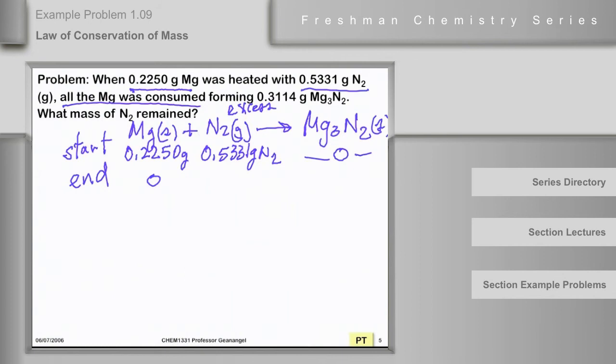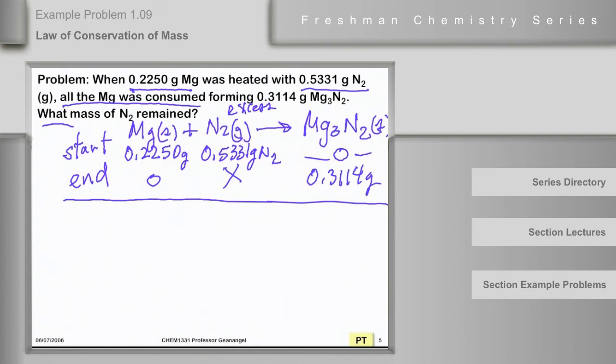The nitrogen atoms from dinitrogen partly end up in magnesium nitride. You can see them in the formula here. And they partly end up unchanged. What the problem is asking us is what mass of dinitrogen is unchanged. Let it be X. And the problem tells us that we form 0.3114 grams of magnesium nitride at the end. So that summarizes all the information that we're given, and our job is to find X.